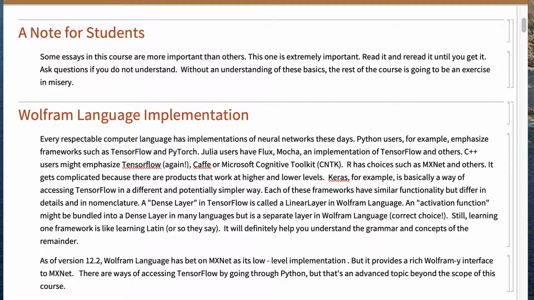The other thing you ought to be aware of is that although each of these frameworks has very similar functionality, they're going to differ in their details and their nomenclature. So for example, what's called a dense layer in TensorFlow is called a linear layer in Wolfram language. And different frameworks break up these layers into different parts. So for example, an activation function might be bundled right into a dense layer in many languages, but in Wolfram language, it's a separate layer, which is the correct choice in my opinion. But if you learn one framework, it's kind of like Latin, or at least so they say, since I don't really speak Latin, but it will definitely help you understand the grammar and the concepts of the remainder.